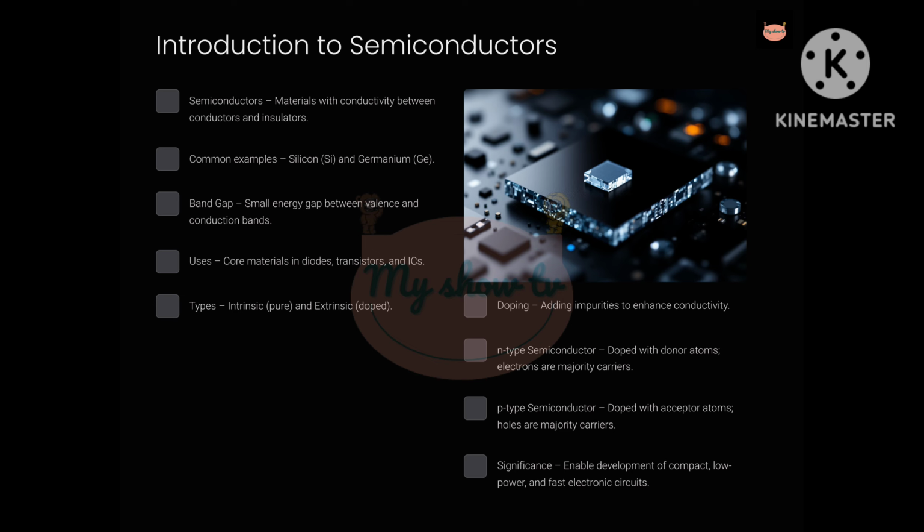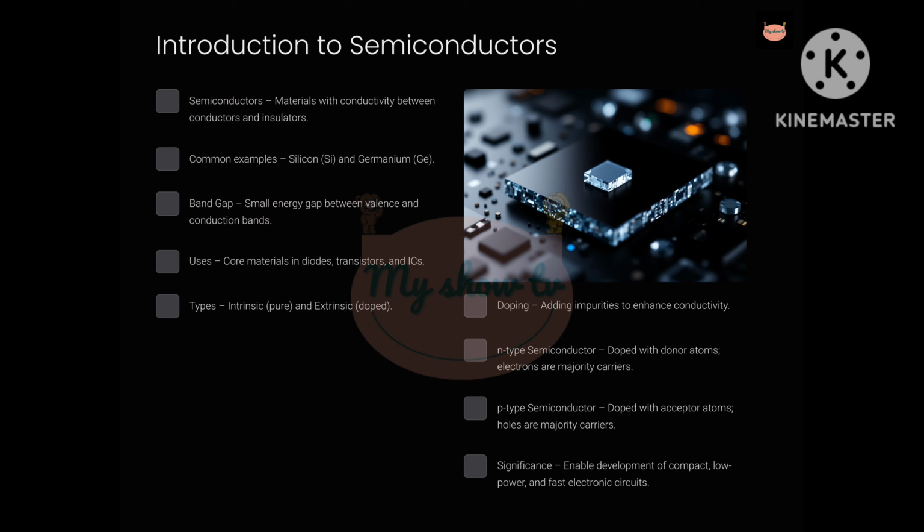Silicon is more widely used due to its abundance and stability. A key concept here is the band gap, the energy difference between the valence band and the conduction band in atoms. Semiconductors have a small band gap, which allows electrons to move into the conduction band when energy is applied.